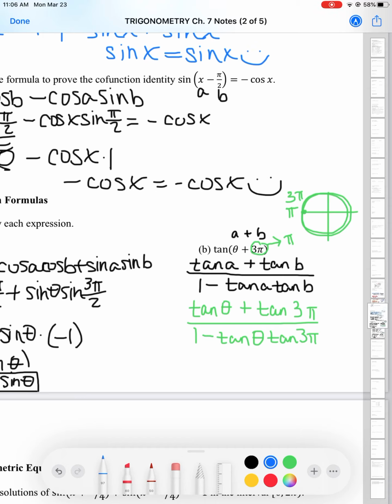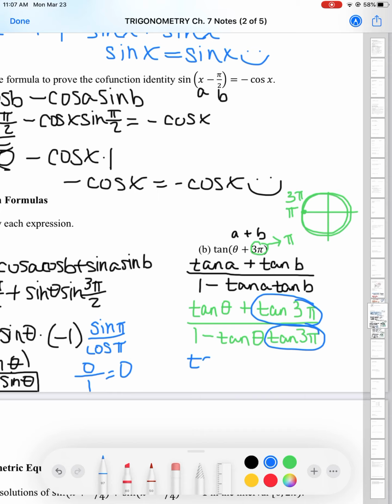Think about tangent 3 pi. Tangent is sine over cosine. I'm going to do this over to the side here. Tangent is sine over cosine. And we know 3 pi is the same as pi. Sine pi is 0. Cosine pi is 1. So 0 over 1 is 0. So all my tangent of 3 pi's are going to be equal to 0. So this is going to be 0 and this is going to be 0.